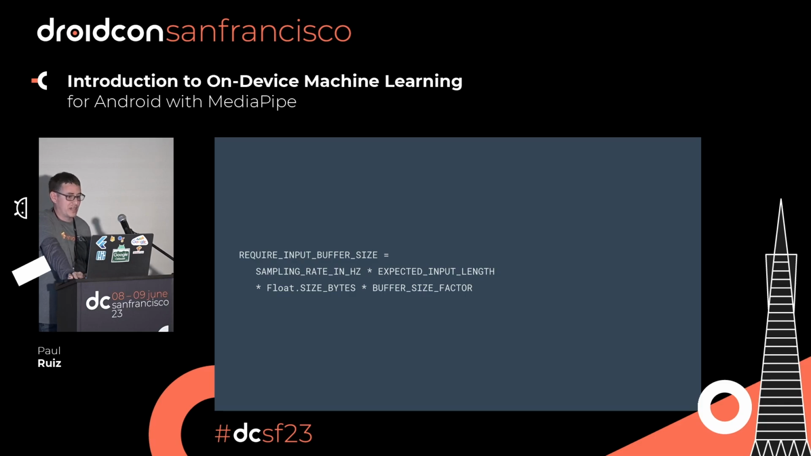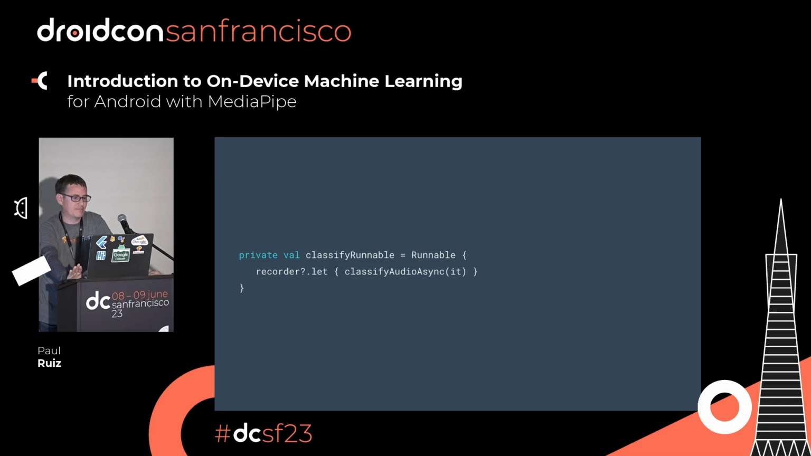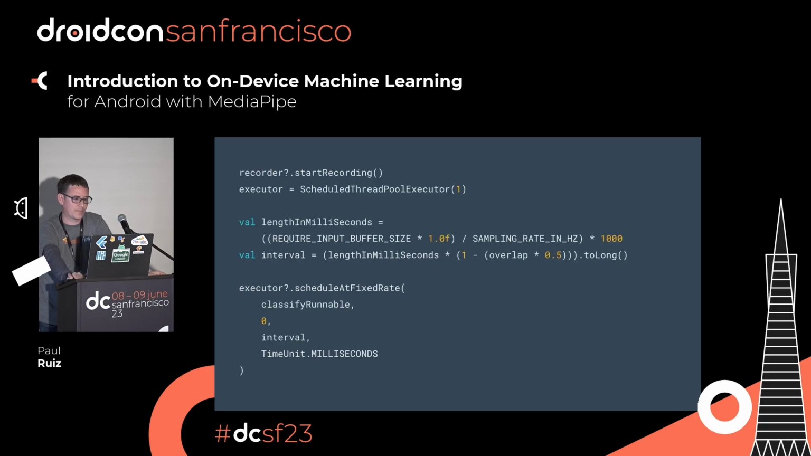And then as for buffer size, for storing that audio data, I'm just using the sampling rate times the expected input length, which is 0.975 for the model that I'm using. And then I'm multiplying that by the size of a byte, and then I'm just doubling it to make sure that there is enough data there for overlapping and processing before it moves on to the next chunk of data. And then the next step's a little bland. It's just a runnable. It's going to pass information to be classified over a little bit later.